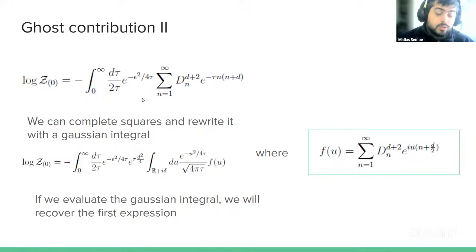So we have to do a few tricks now. The first trick is to complete the square here and write it as a Gaussian integral. If we do this, we will get this. We are trying to get something squared here, so that we can use the Gaussian integral. If we do this, we get f.